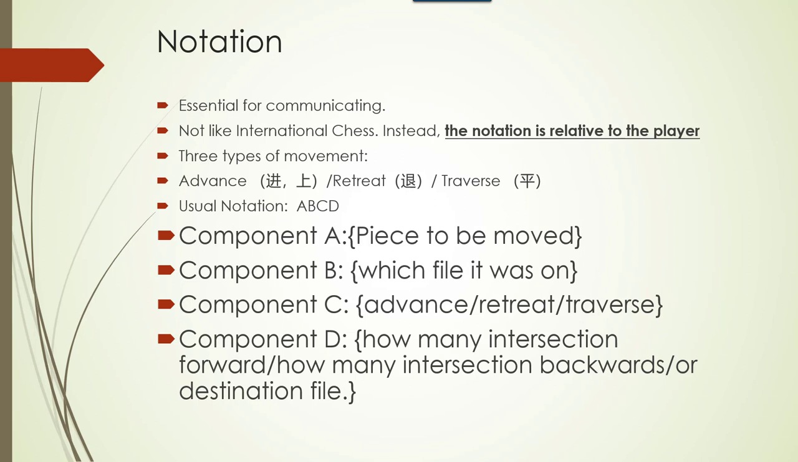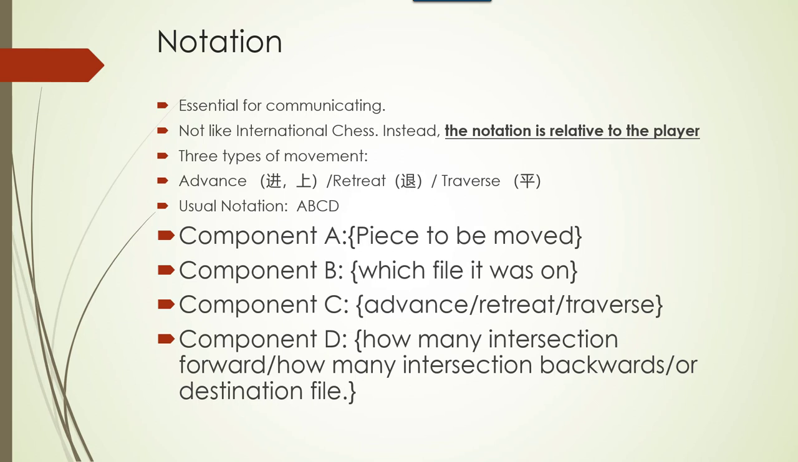Before we continue, there are only three types of movements that are possible for each piece. You can either advance a piece, retreat a piece, or traverse a piece. The formula for the notation in Xiangqi can be considered with the following components.